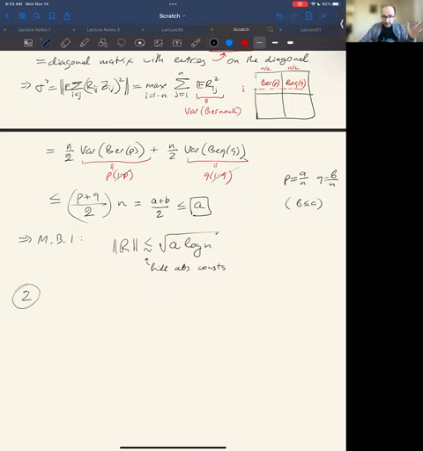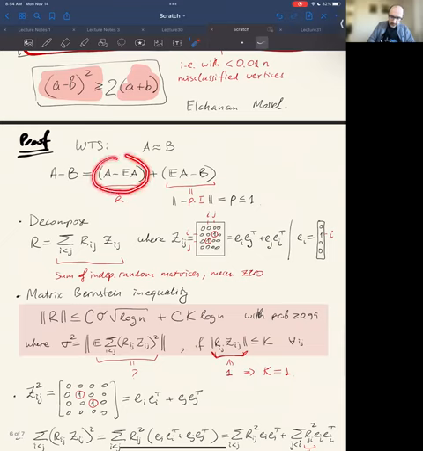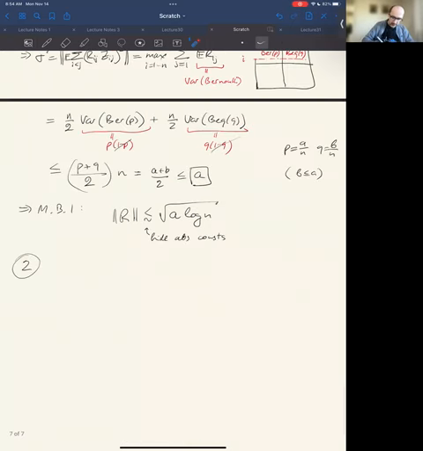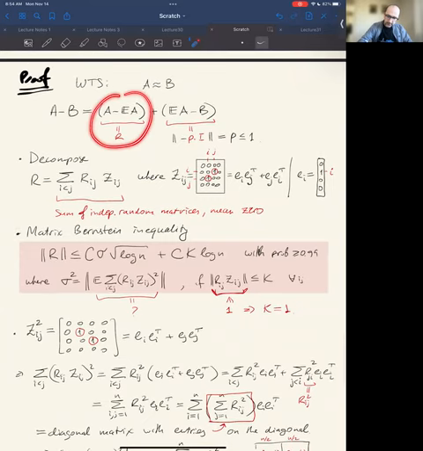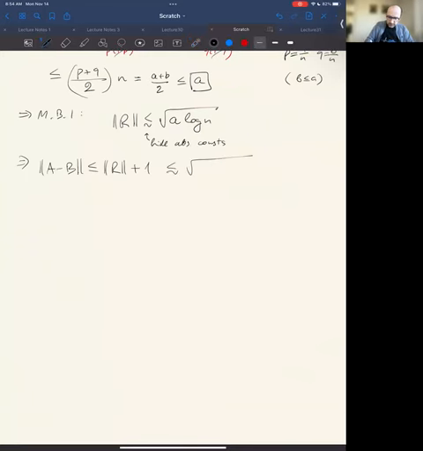So again, this was the first step and the major step. Now the rest will be easier. This was the first step in the proof, where we bounded this thing, and therefore we bound the whole A minus B. So A minus B is less than R plus 1, and I can hide the 1 then. So root a log n. Okay, so that was the first step. We bounded the error between A and this very nice block matrix for which we know everything.